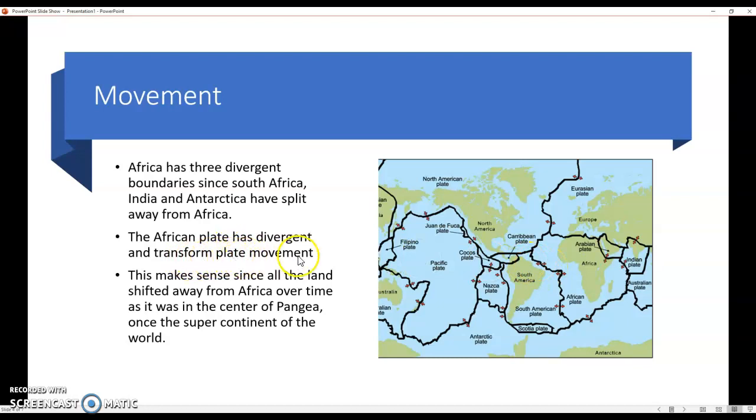What transformative plate movement is, they don't squish up against each other. They don't move apart. They just rub back and forth on each other. And it makes a lot of sense that most of the boundaries are divergent, because Africa used to be the center of Pangaea, and Pangaea was the supercontinent at one point where all these land masses were once all together, but they've moved away. It makes sense because Africa was pretty much the center of it, and all of its boundaries are divergent, because it pushed all those land masses back into their own spots.